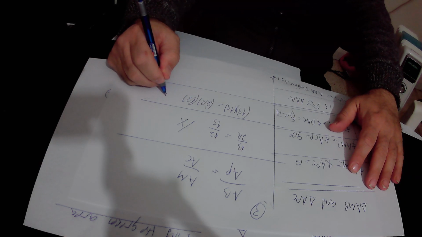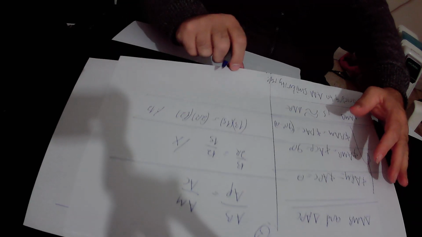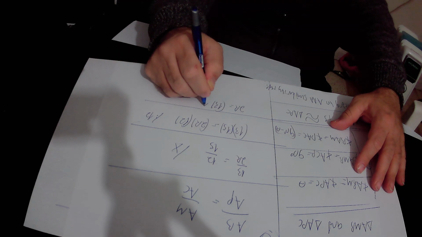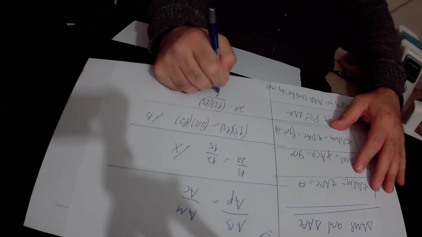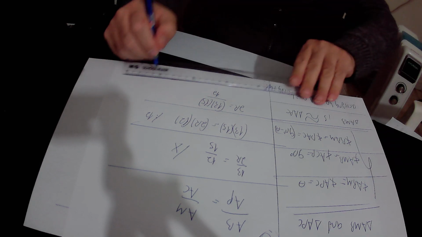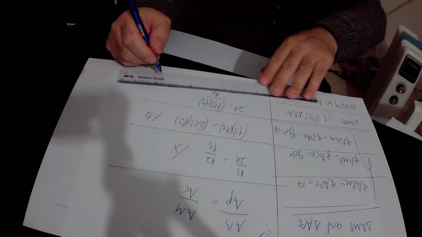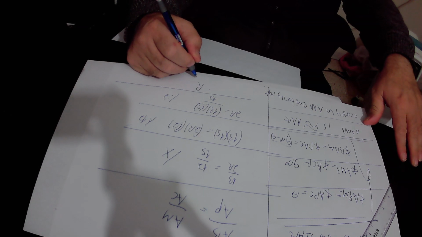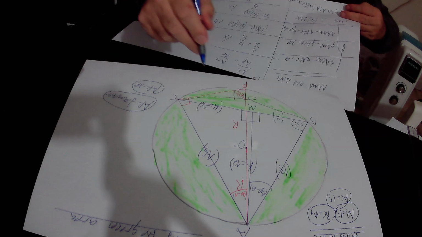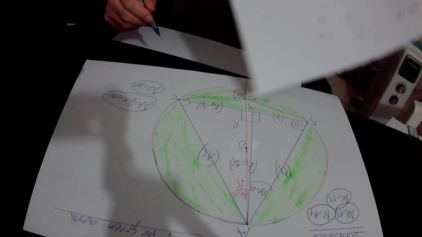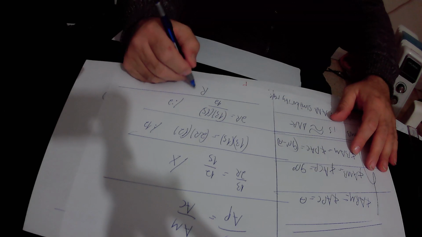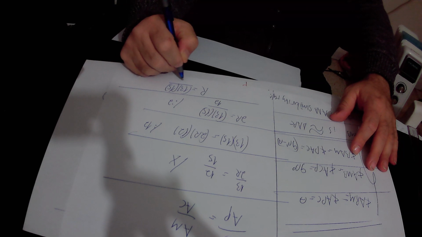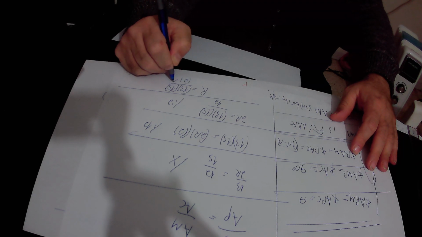So here we'll divide this equation by 12, and we'll get that 2R equals 13 times 15 over 12. So here we divide this equation by 2, and finally we get that R, the radius of this circle that circumscribes triangle ABC, equals 13 times 15 over 2 times 12.